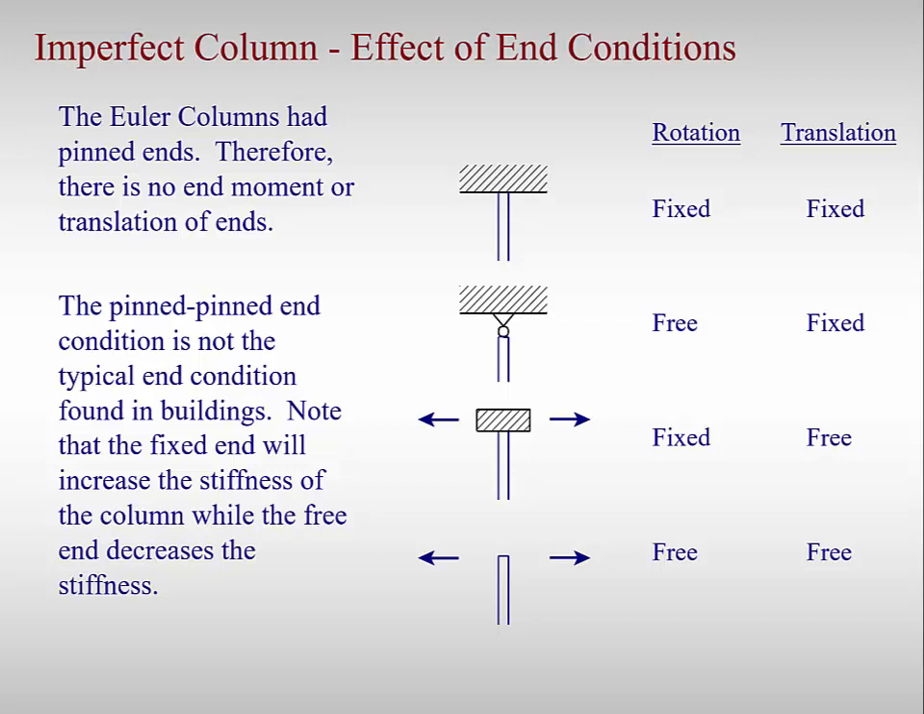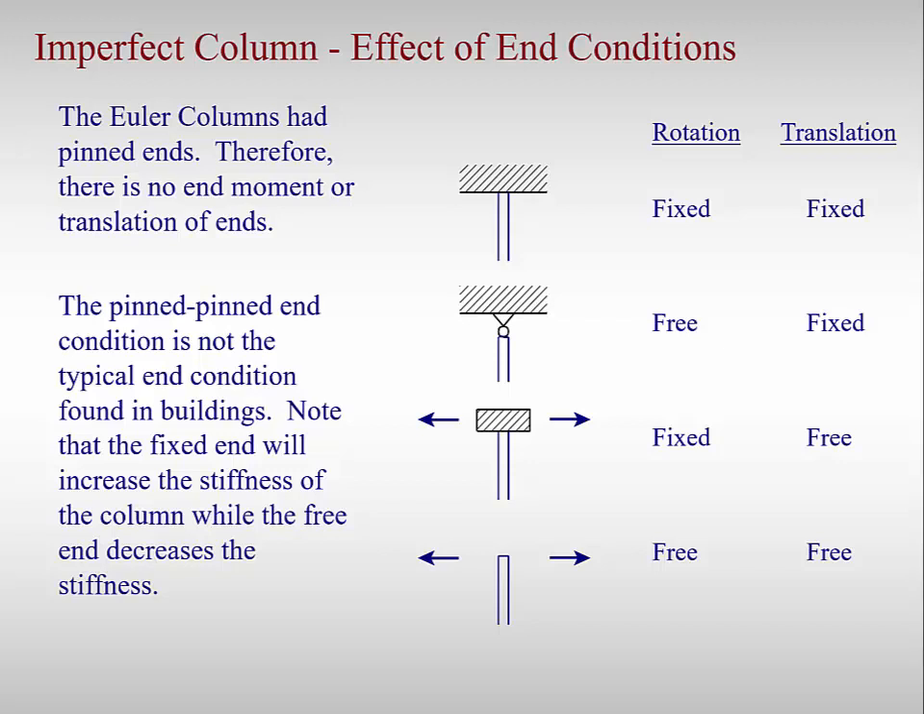A column can be supported at either end with one of the four different idealized end conditions as summarized in this slide. Both the end rotation and translation of the end must be considered. The third end condition from the top represents an idealized condition where the column is connected to an infinitely rigid beam, but the top of the column can translate laterally when it buckles.